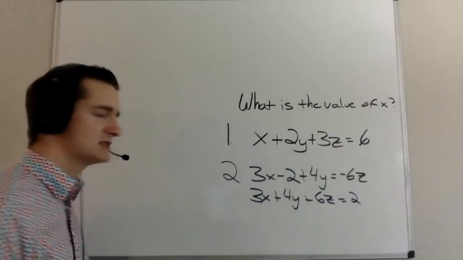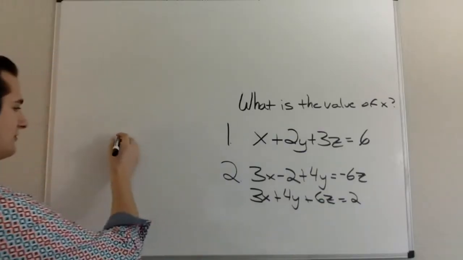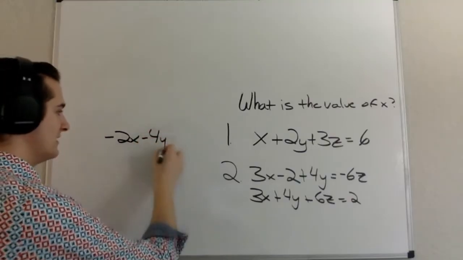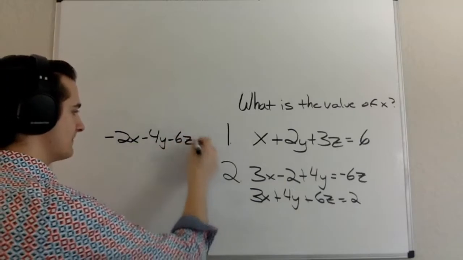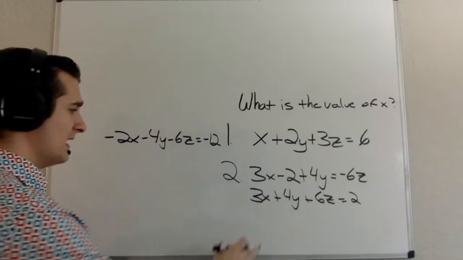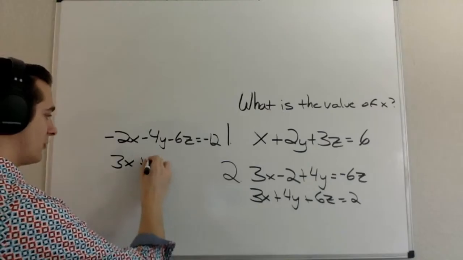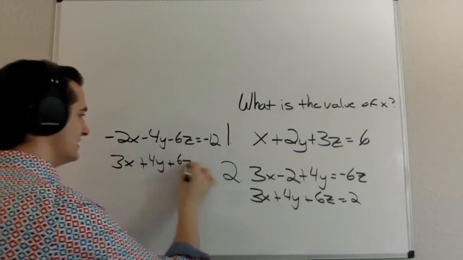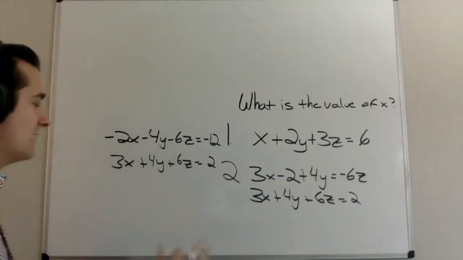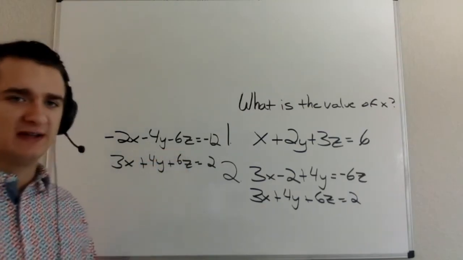But rather than multiply by 2, I'm going to multiply by negative 2. The reason I'm going to multiply by negative 2 is that I'm going to get negative 2x minus 4y minus 6z is equal to negative 12. And then I'm going to look at statement 2. I'm going to bring that over here, and I've said that 3x plus 4y plus 6z is equal to 2. When I add these two equations together, one of the reasons that I multiplied by negative 2 was so that I could add my equations rather than subtracting.